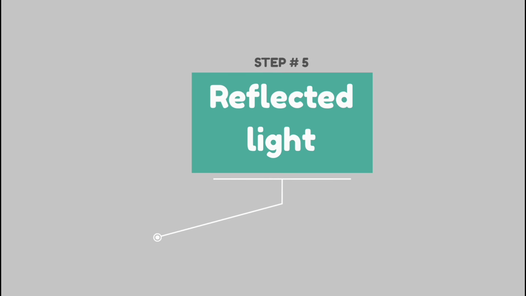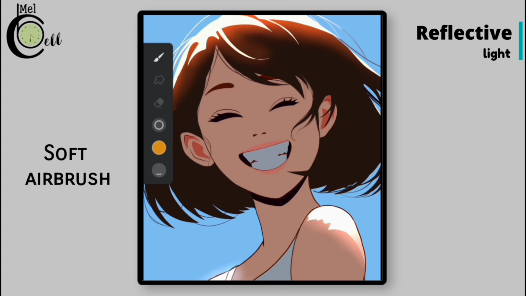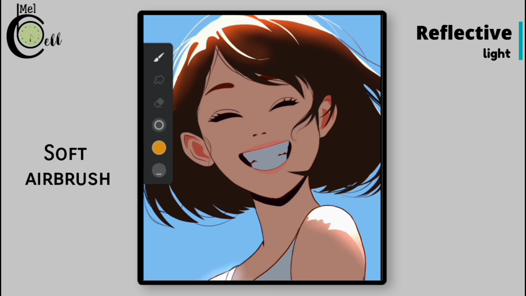Step number 5. Reflected light. Select yellowish color for reflective light. Go to opacity option and reduce flow further of soft airbrush. Using a large size of soft airbrush, add reflective light onto the right side of the face.